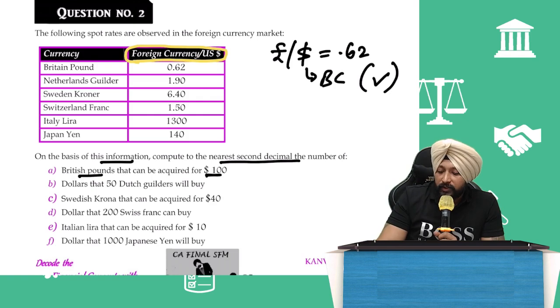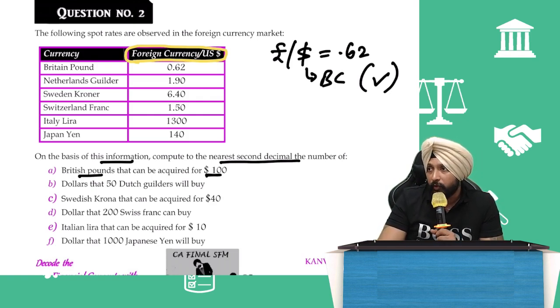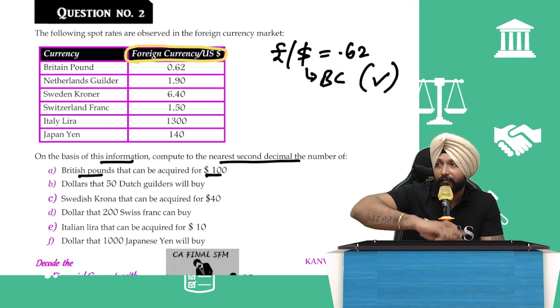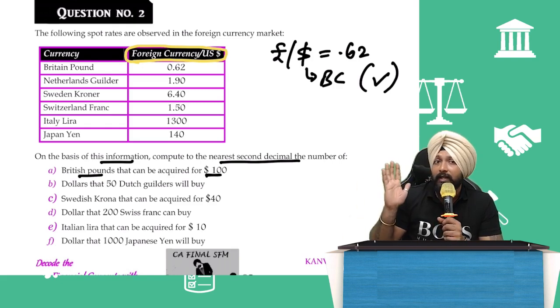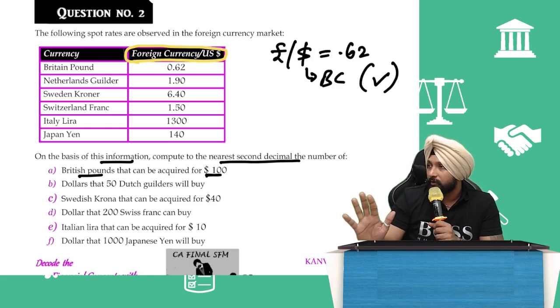Dollar that 200 Swiss franc can buy. What is given? 200 Swiss franc is given. What is that? Price currency. What do you need? Base currency. From price currency, if I have to convert into base currency, I always divide. No exceptions. Okay.